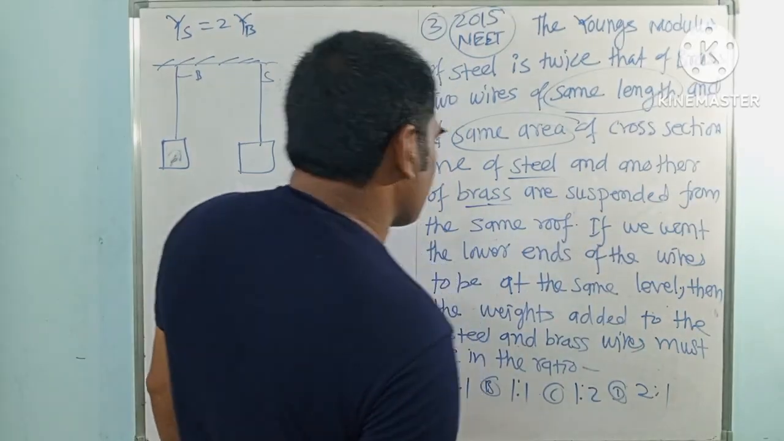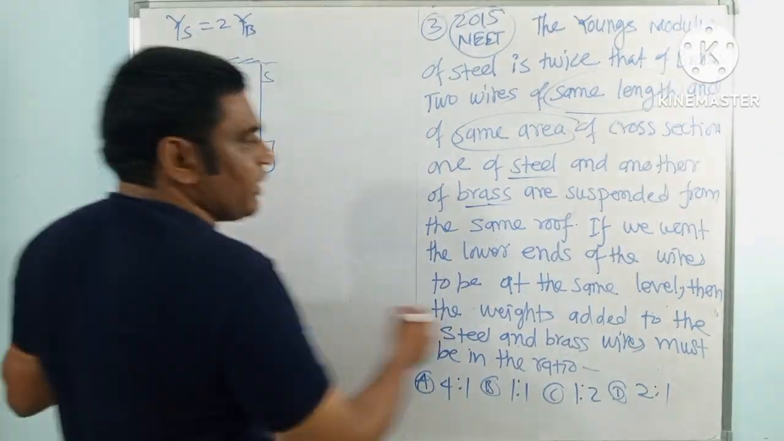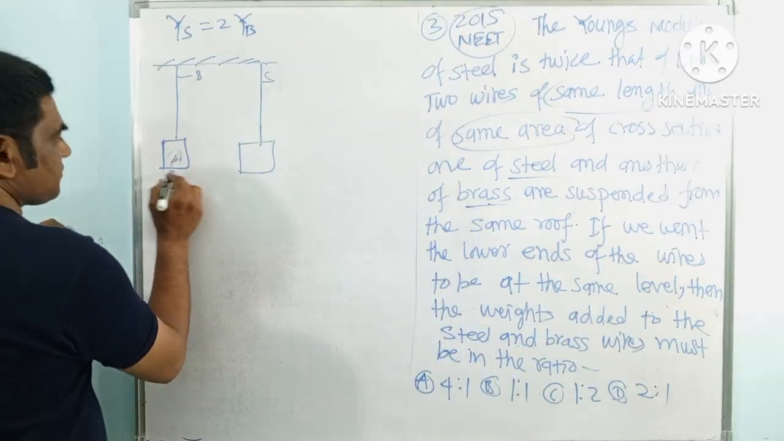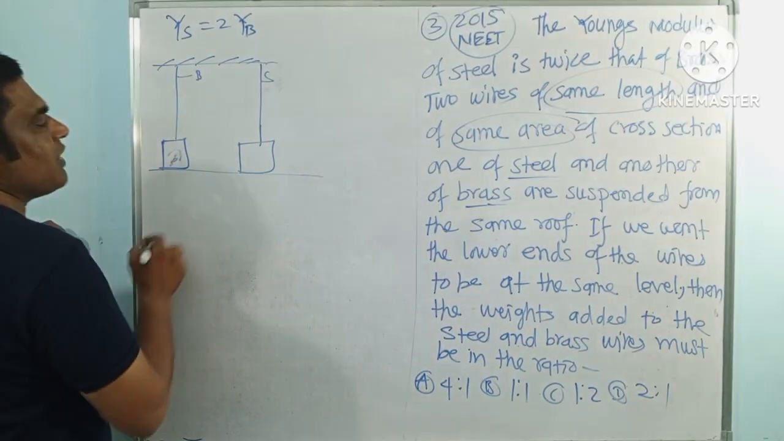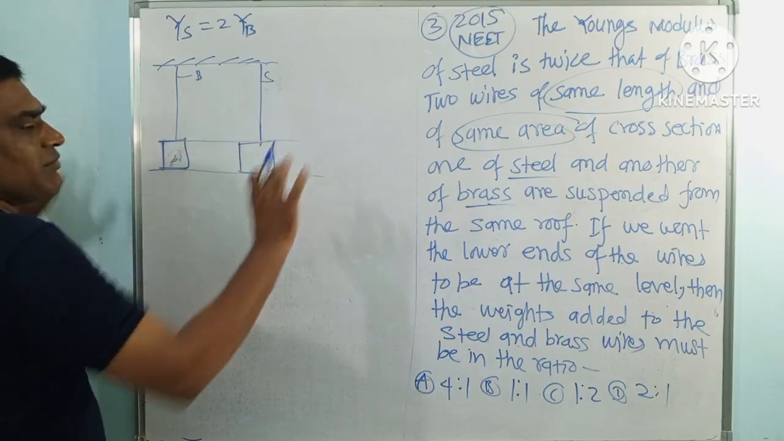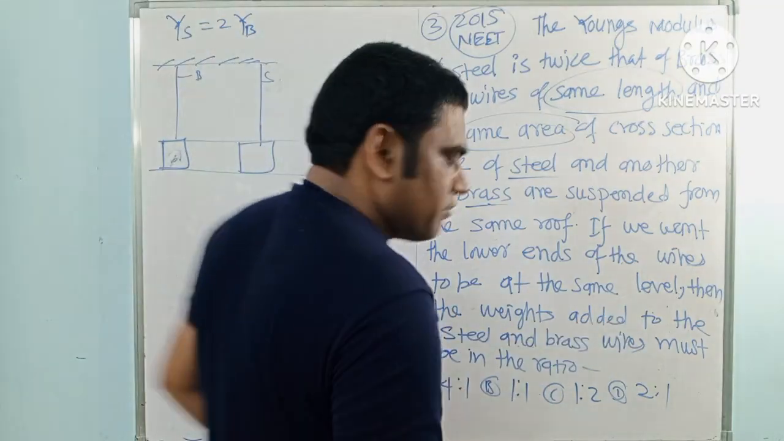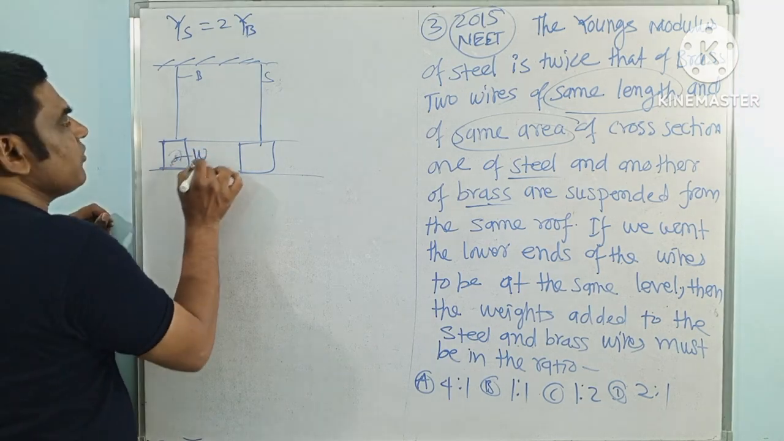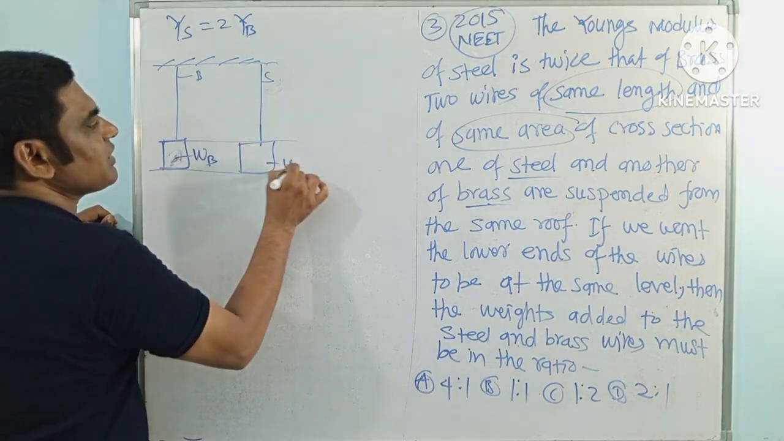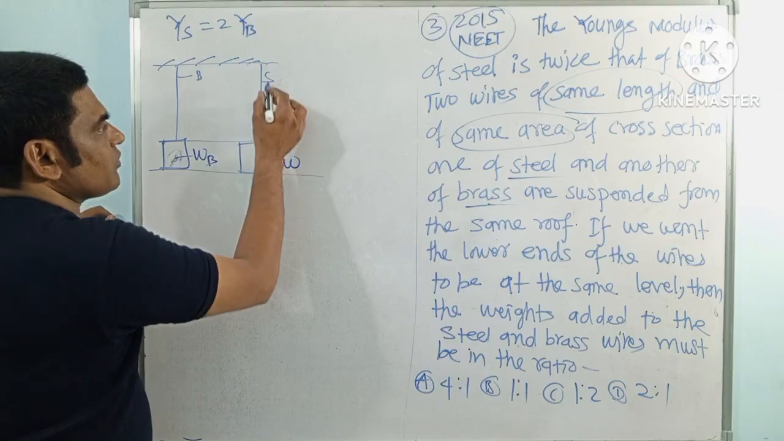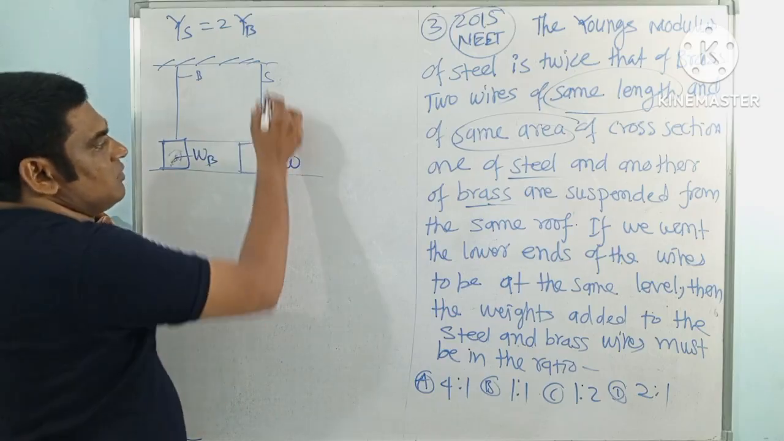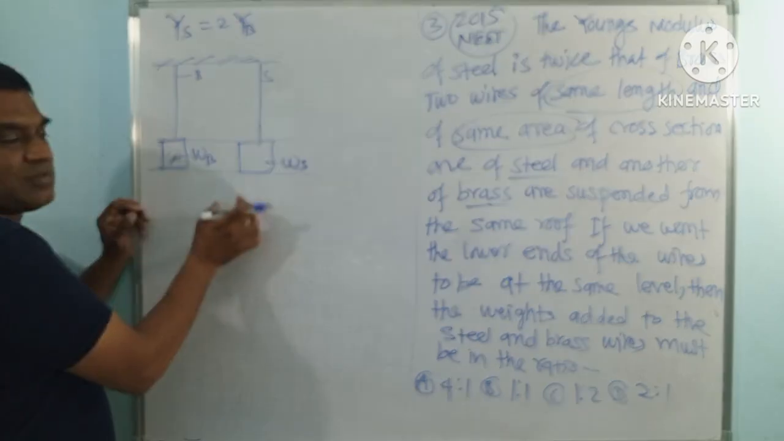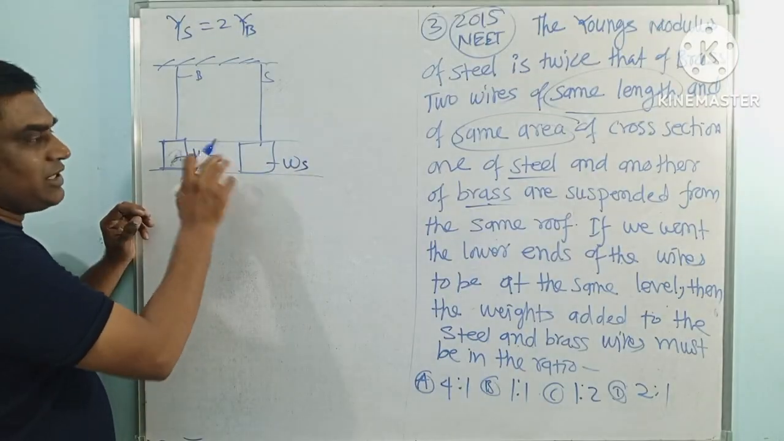Steel and brass are suspended from the same roof. If you want the lower end of the wire to be at the same level, this level or this level we can say same. Due to the weight, what happens? Let us say this is the weight on the brass wire and this is the weight on the steel wire. Means mg, mass of this mass and this mass. So weight we will say into g.